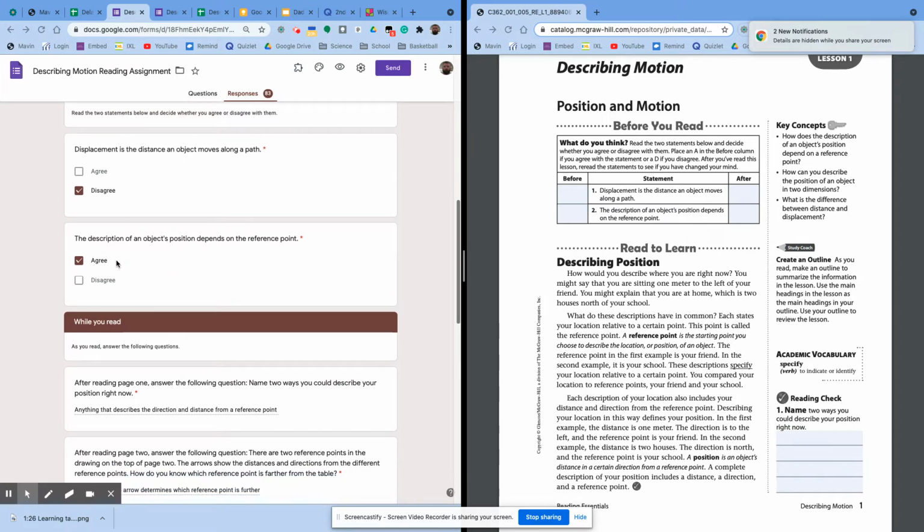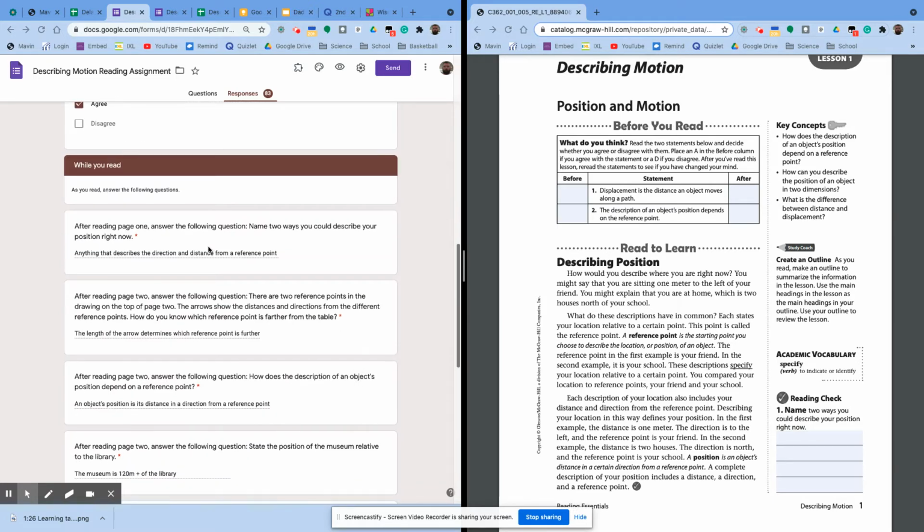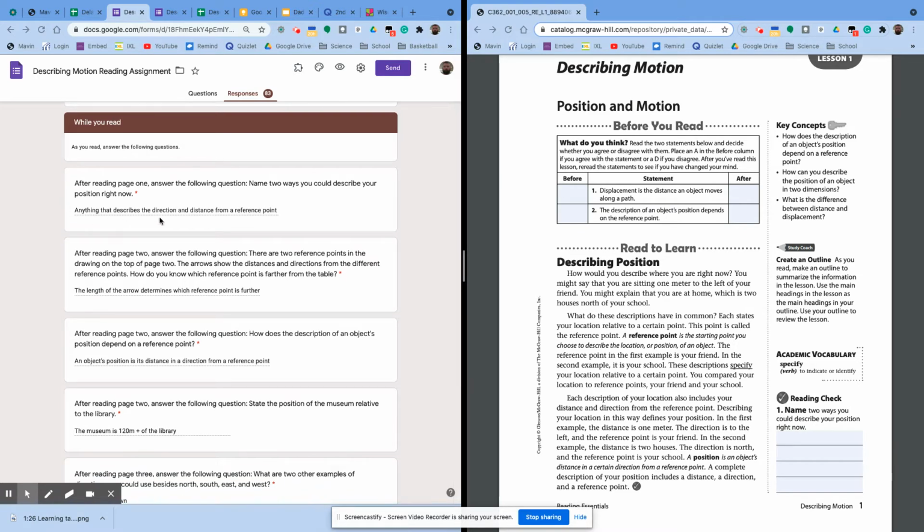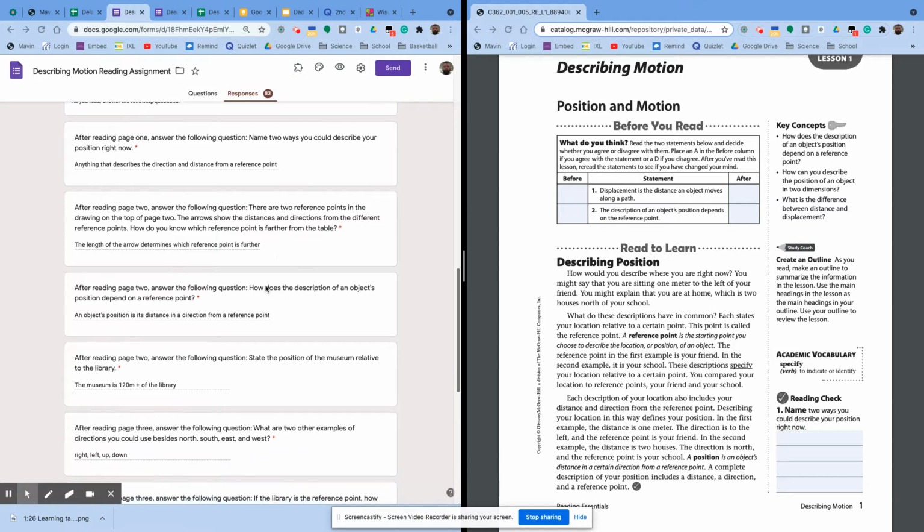Okay. Description of an object's position depends on the reference point. I would completely agree with that. You would need to say where you are in terms of that reference point. Name two ways you could describe your position right now. You know, anything that describes the direction and distance from a reference point. So I could say that I'm 2 feet to the south of my computer. I could say that in relation to my bookshelf over here, I'm 4 feet to the left. So it's all determined by the reference point that you're looking at.